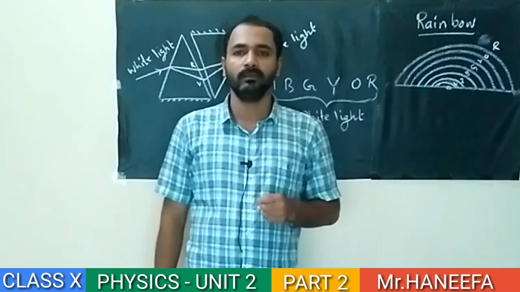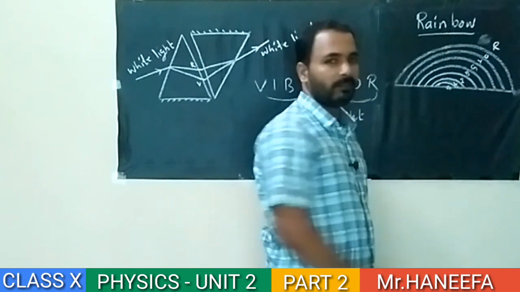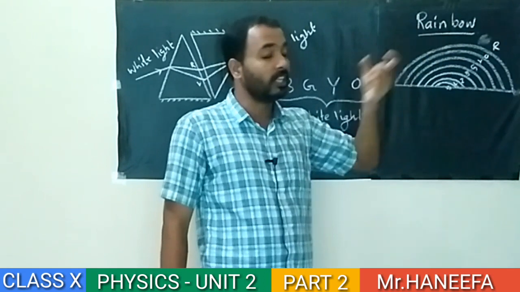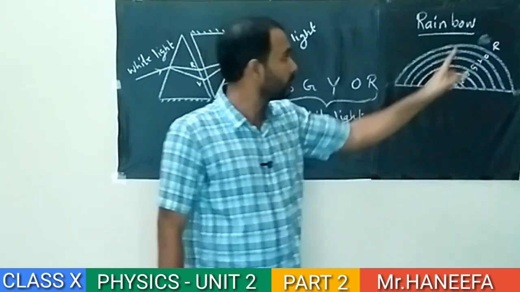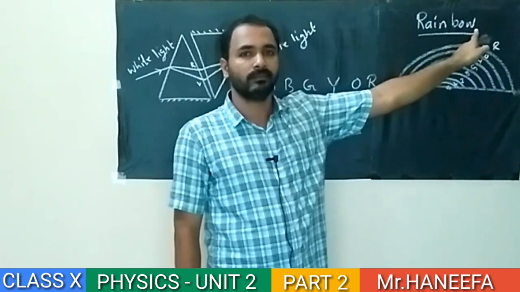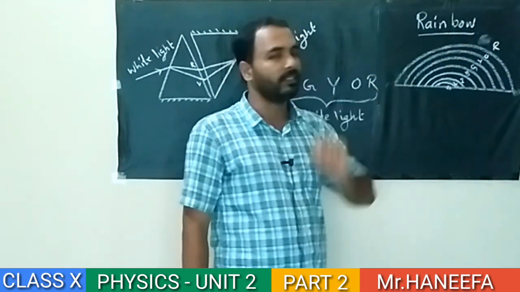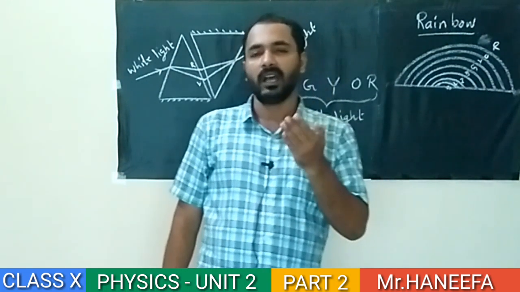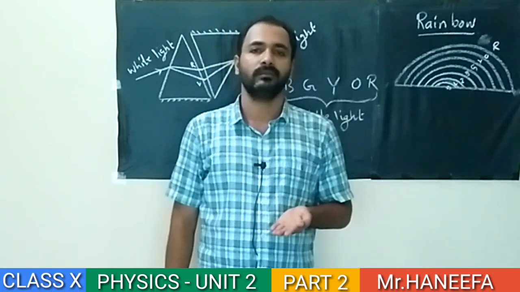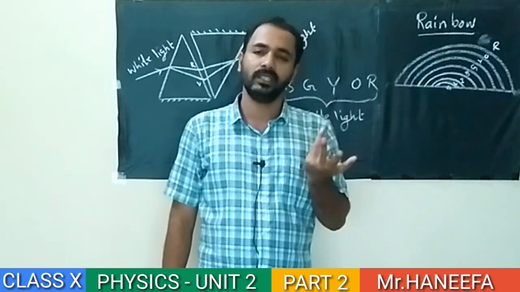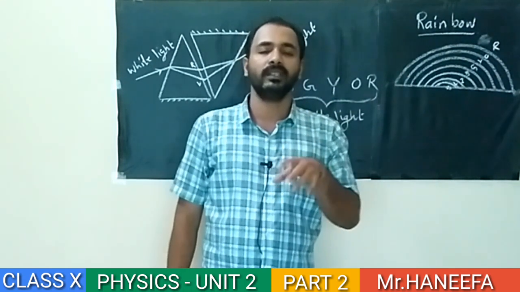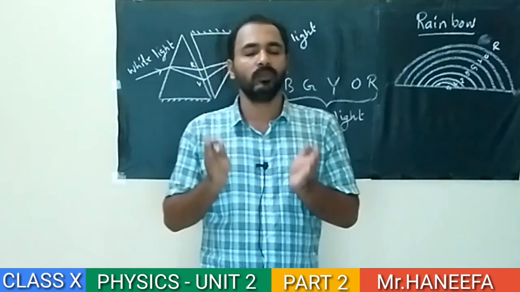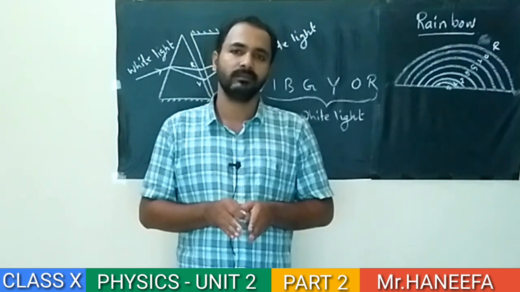What is the shape of the rainbow? Bow shape. That's why it is called rainbow. When is rainbow formed? Rainbow is formed after the rain shower. Where is rainbow formed? Rainbow is formed in the atmosphere. Rainbow is formed in the atmosphere after the rain shower.